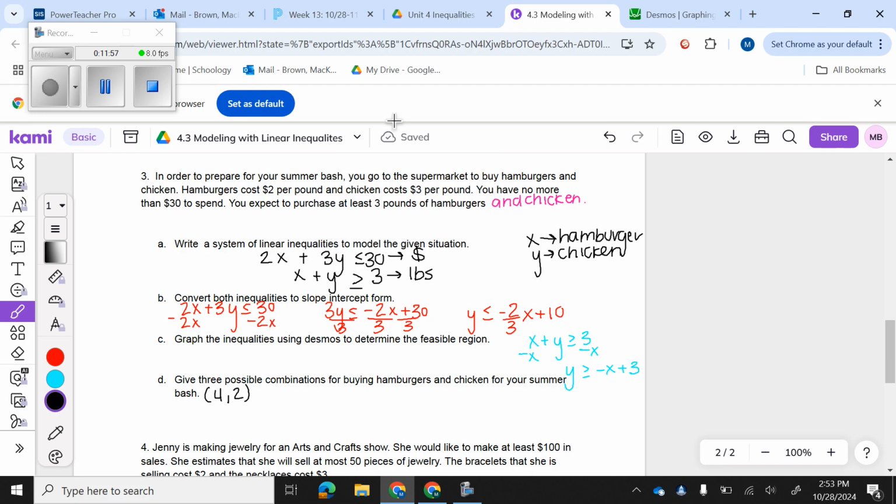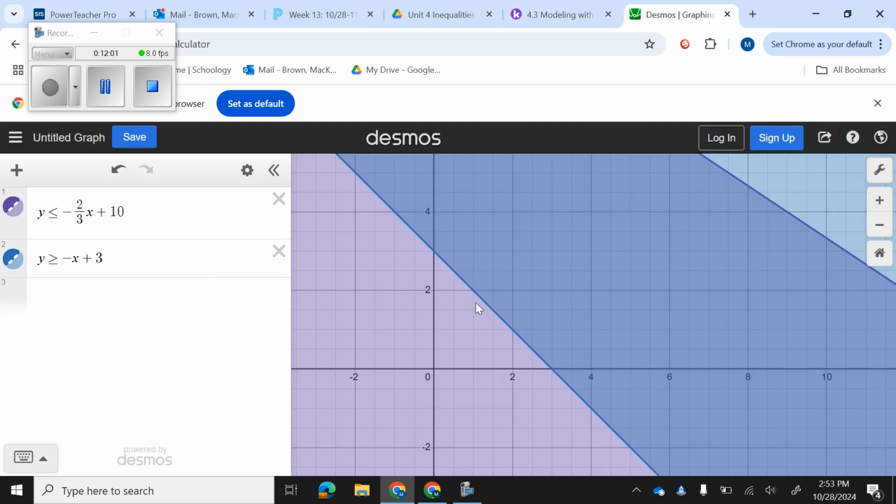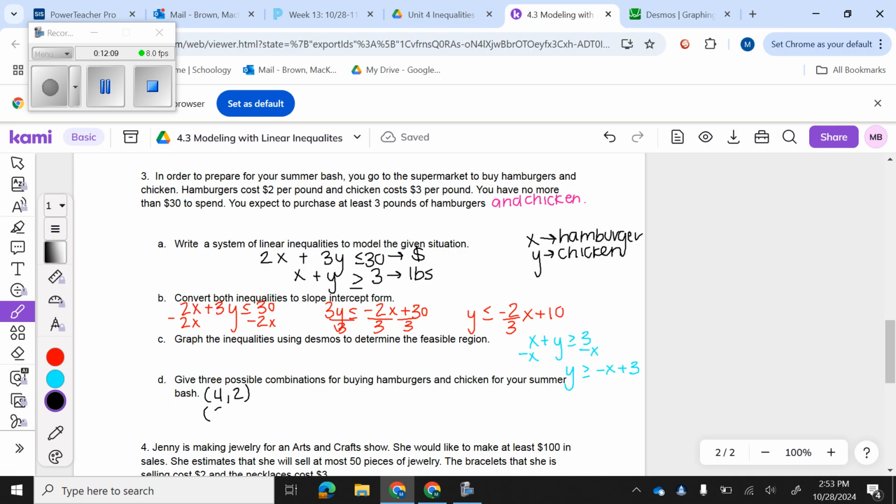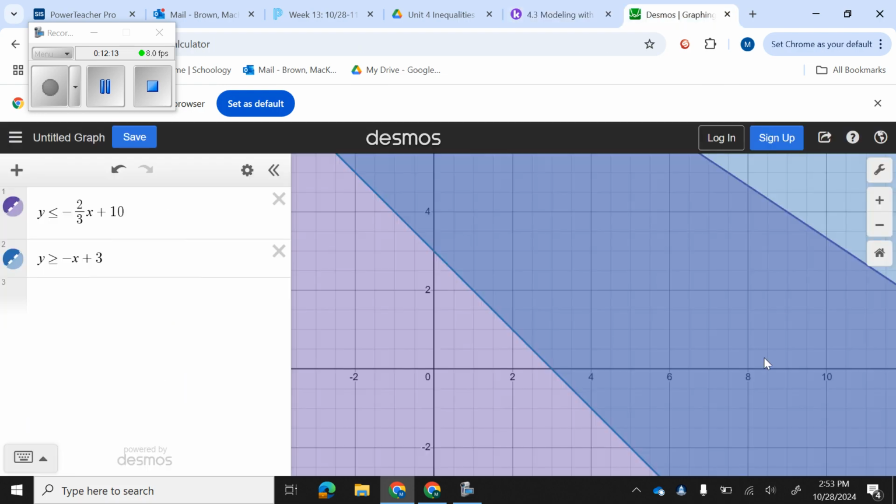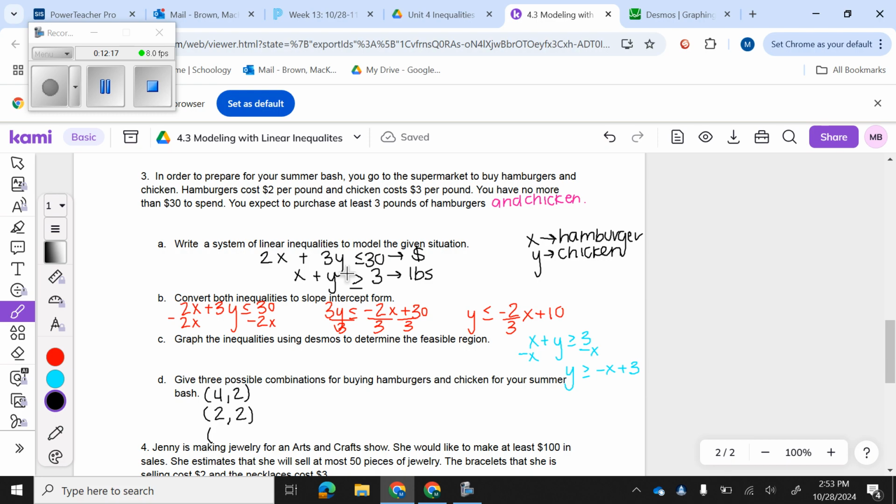And we're going to come back and talk about what that is in just a second. Let's find another point in the feasible region. This one right here, because that's on the solid line, 2, 2. That's in my feasible region. And then let's take one more, right here, 8, 4 would work. Now remember, these can only be positive numbers because you can't have negative pounds of meat.